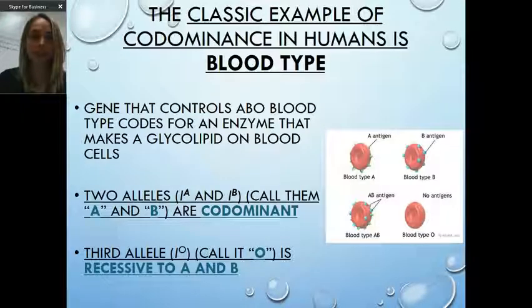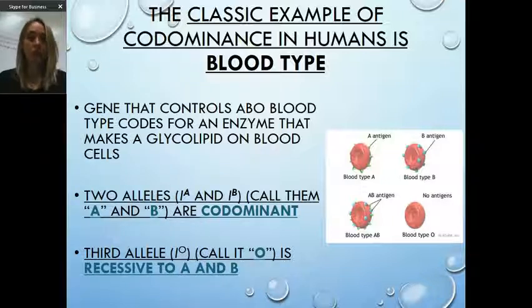The classic example of codominance in humans is blood type. The gene that controls the ABO blood type codes for an enzyme that makes a glycolipid on blood cells. There are two alleles that are codominant. We call them IA and IB, or just A and B. They are codominant. And the third allele, IO, or blood type O, is recessive to both A and B.